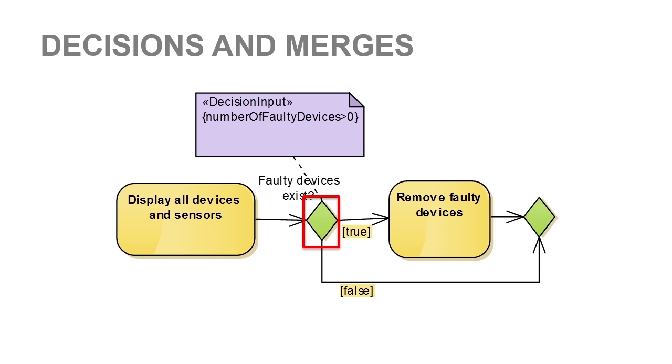The decision has one flow into it and multiple flows out. The merge has multiple flows into it and one flow out. The name of the decision, which usually summarizes the condition that's being tested, is shown in or near the diamond. It's also possible to show the condition as a constraint, as here, with the stereotype decision input. And the guards on the flows out of the decision show the alternative possibilities from evaluating the condition.